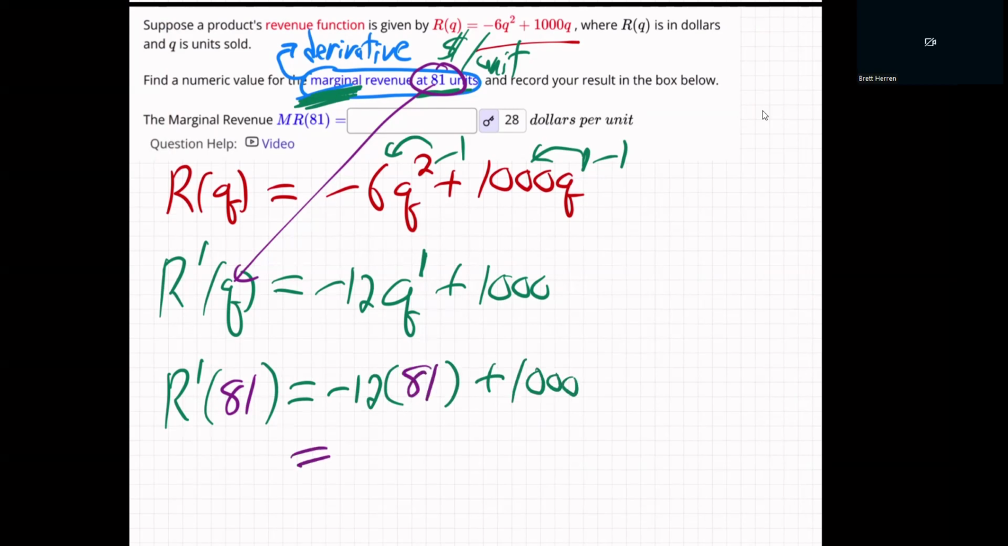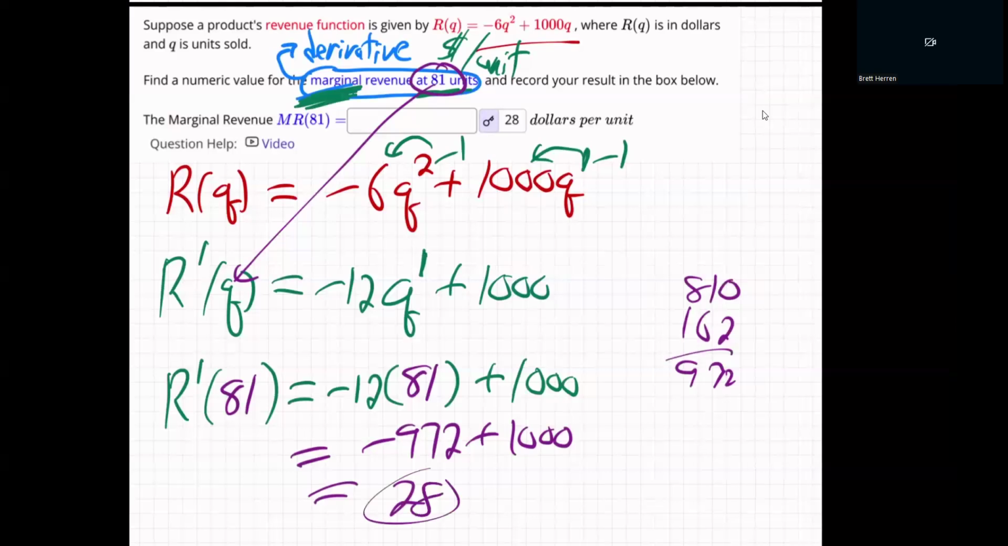All right, hit the buttons on your calculator. Was it minus 810? Can't do 810. 2 times 81 would be 162. So minus 12 times 81 is minus 972, plus 1,000. You just hit the buttons on your calculator. It'd be 28. Yeah, that's what they said. And that's dollars per unit. What that means is when they've sold 81 units, if they were to sell one more unit up to 82, they'd get 28 more dollars. That's the rate of change.